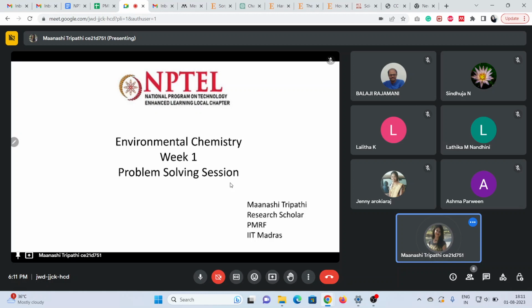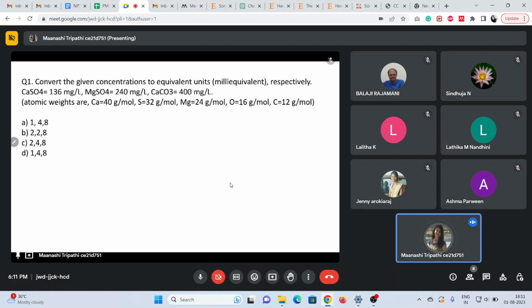Let's have a look at the first question. The first question is very simple. We have to convert the given concentration into equivalent units. Equivalent units here will be milli-equivalents, because the values are given in milligrams per liter, so it's better to convert them to milli-equivalents rather than equivalents, because equivalents is mostly in grams.